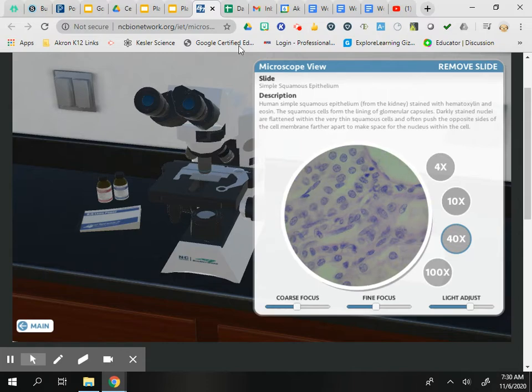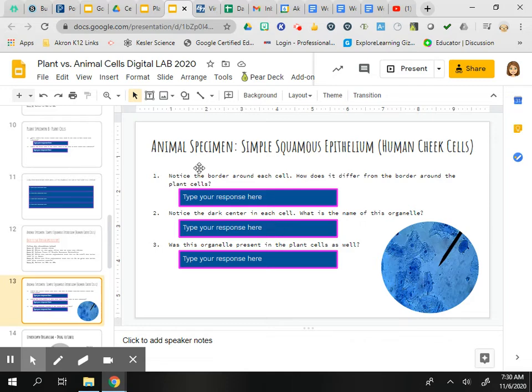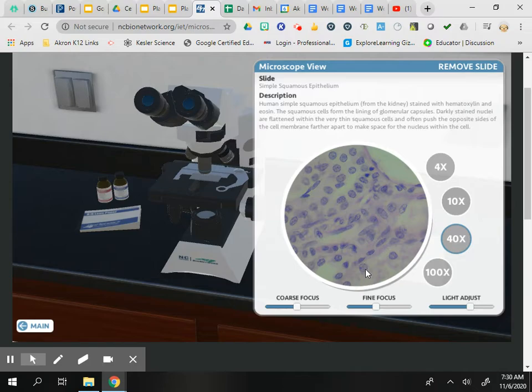Oh, these are so small, aren't they? Okay. So notice there's a border around the cell, but how does it differ from the border in the plant cells? So you can use this picture here even to help you. Notice the dark center in each cell. What is the name of the organelle? So in here, they're talking about the little blue circle. On this one, it's a little harder to see.